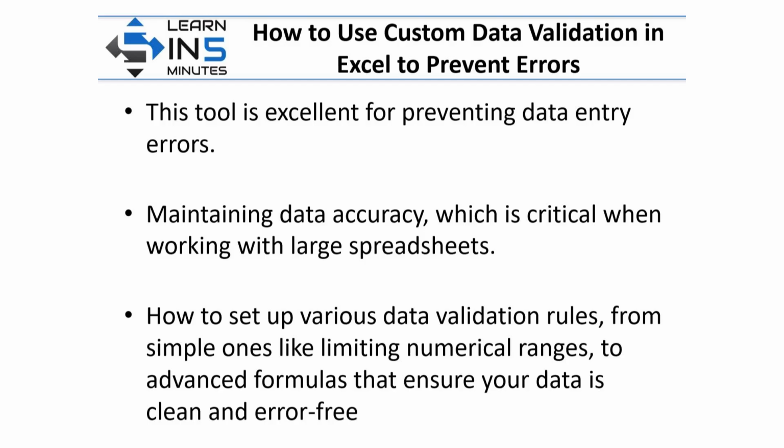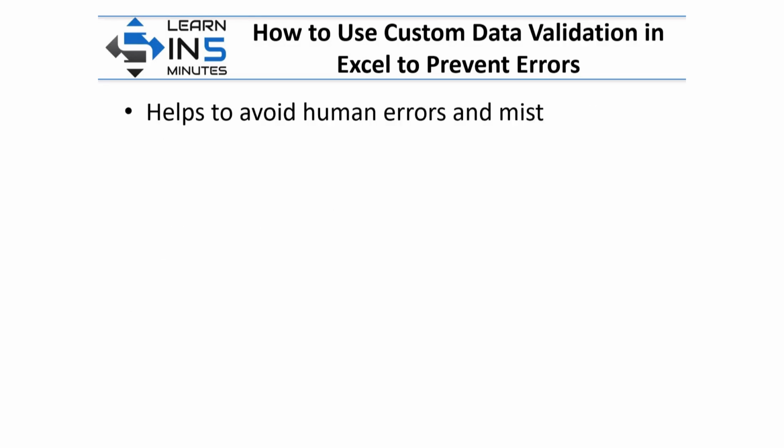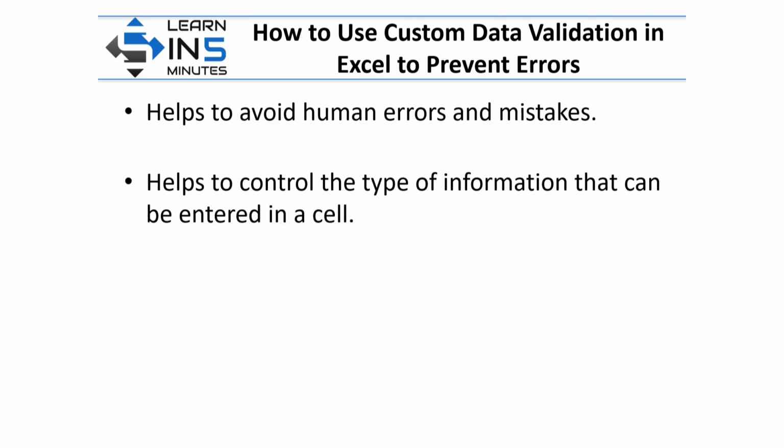Before we jump into Excel, let's quickly discuss why data validation is so important. In any data entry process, human errors are inevitable. For instance, someone might accidentally input text where only numbers are allowed, or enter values outside a logical range. These errors can lead to incorrect results in your calculations, charts, or reports. Data validation helps you control the type of information that can be entered into a cell, so you can prevent these mistakes before they happen.